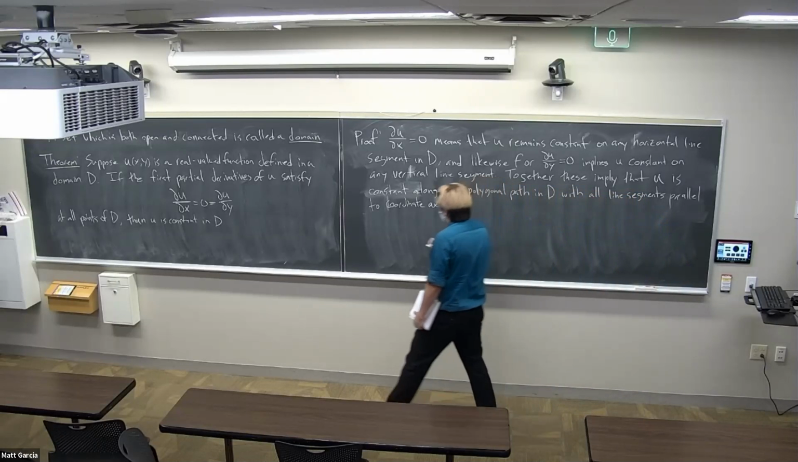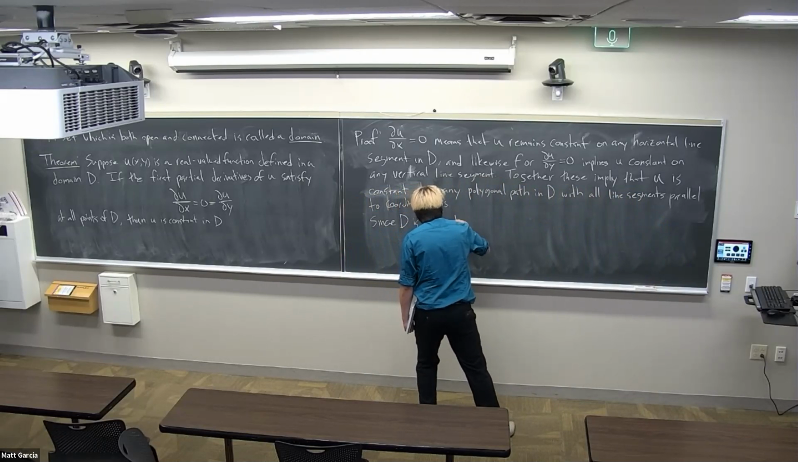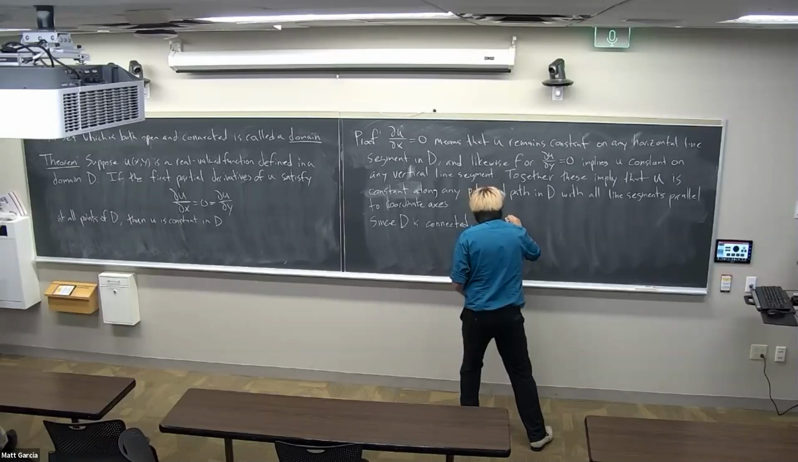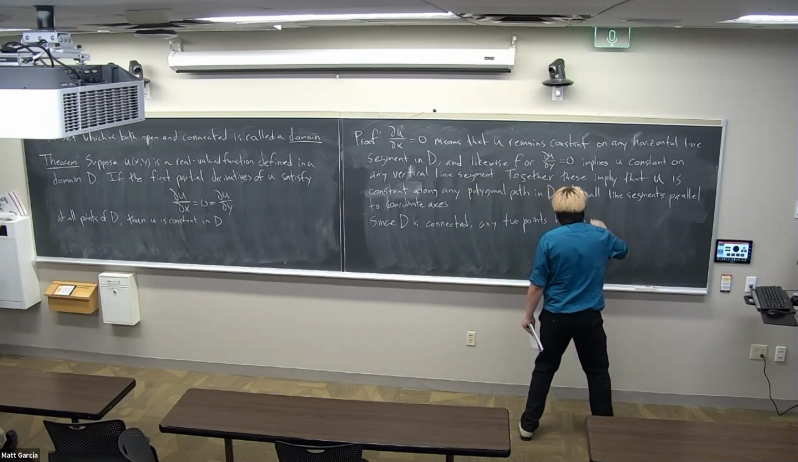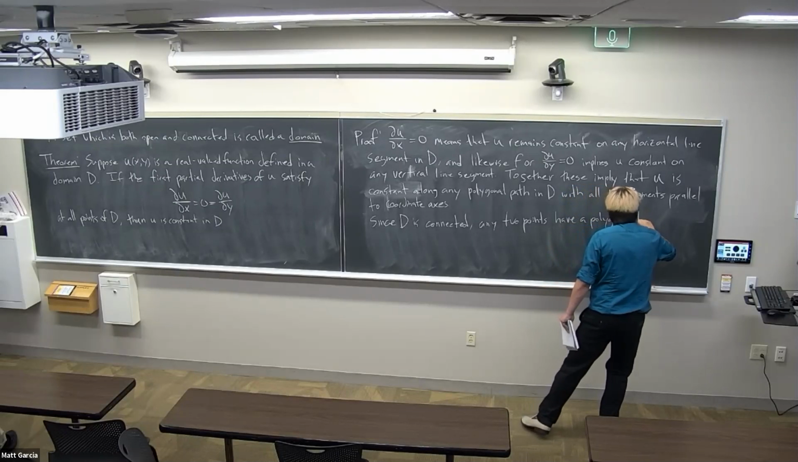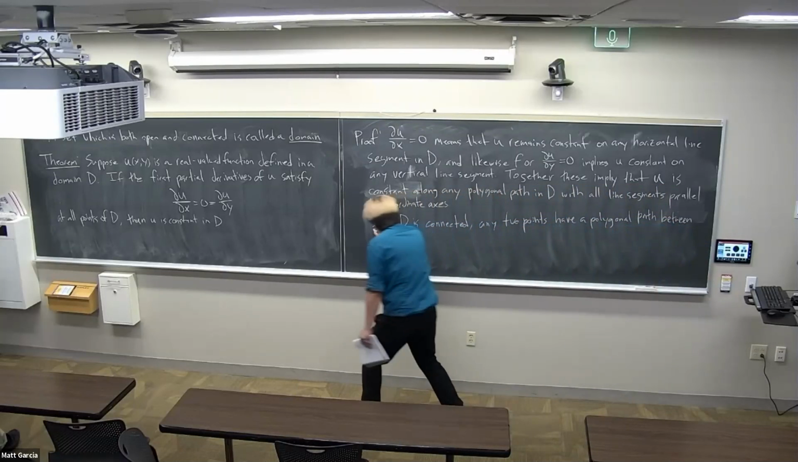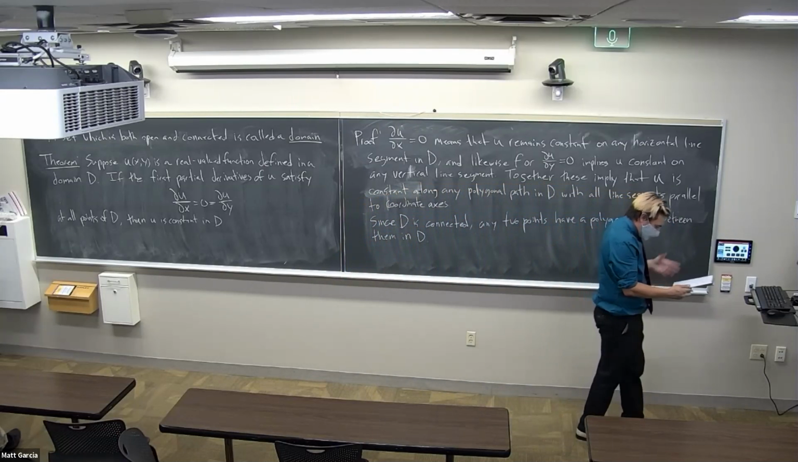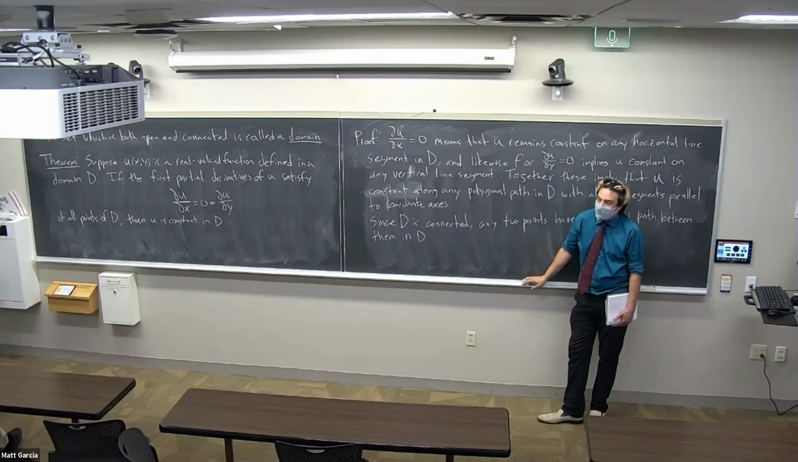So, since D, being a domain, is connected, any 2 points have a polygonal path between them in D. Okay, so that's great, but what guarantees that we can ensure this polygonal path has only line segments which are parallel to the coordinate axes?